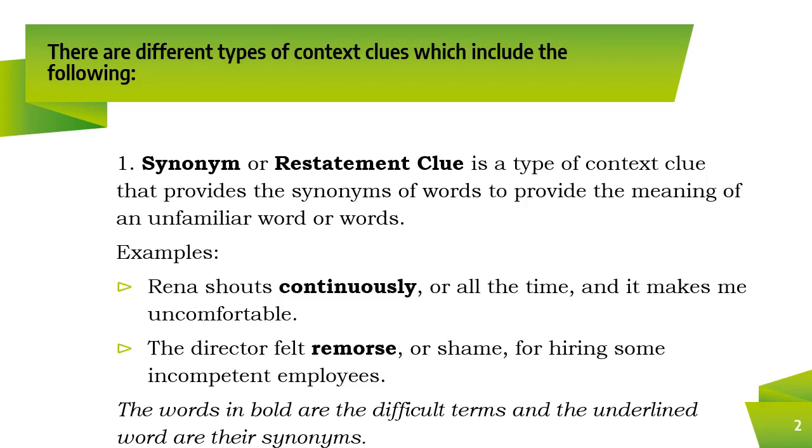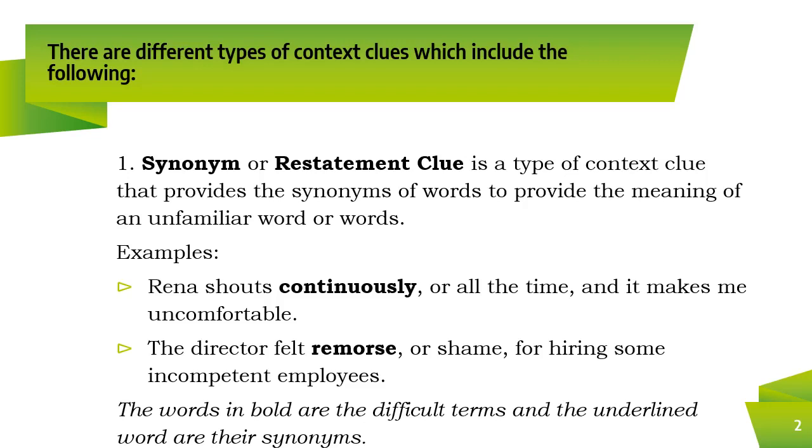Okay, so there are 7 different types of context clues in your module. The first type is synonym or restatement clue. So synonym, another term is restatement clue. It is a type of context clue that provides the synonyms of words to give the meaning of an unfamiliar word. So in a sentence, you can see the unfamiliar word and all you have to do is to look at the synonym of that unfamiliar word.